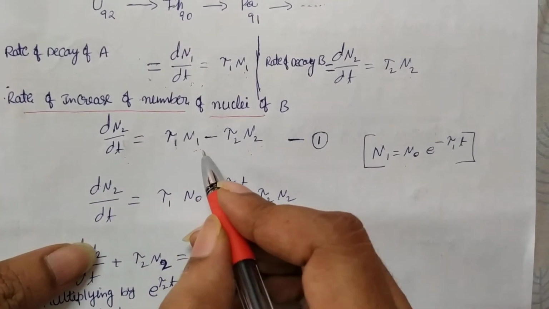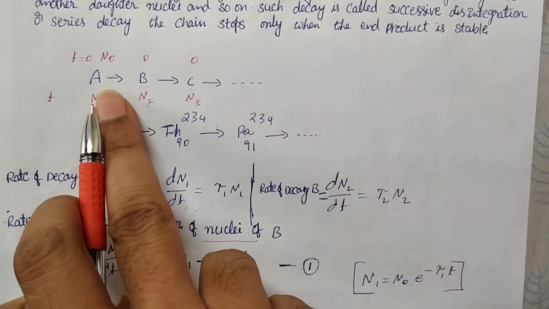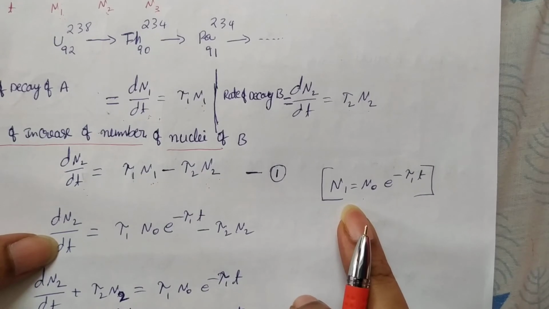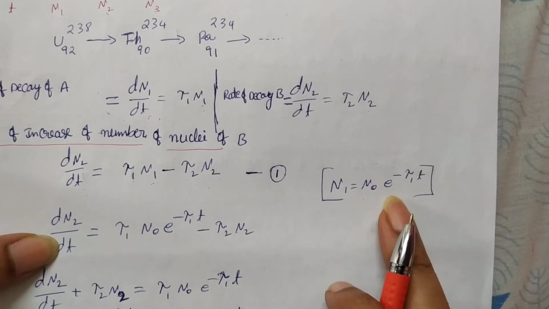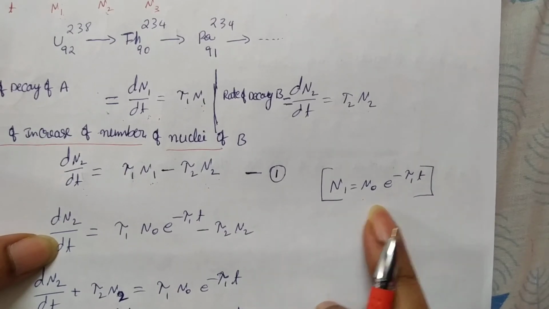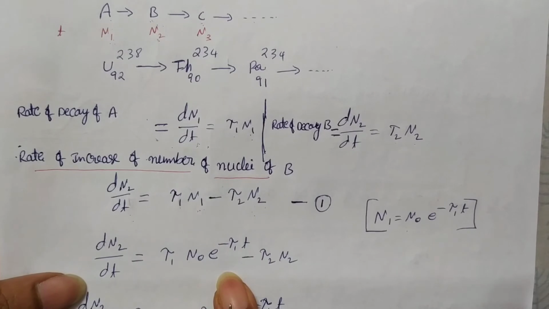So from this, what is N1? N1 is nothing but the number of nuclei remaining in the first material A. What is the formula for the number of nuclei remaining after some time? N0 e power minus lambda 1 t. This is from the law of radioactivity. So you can substitute that in place of N1.